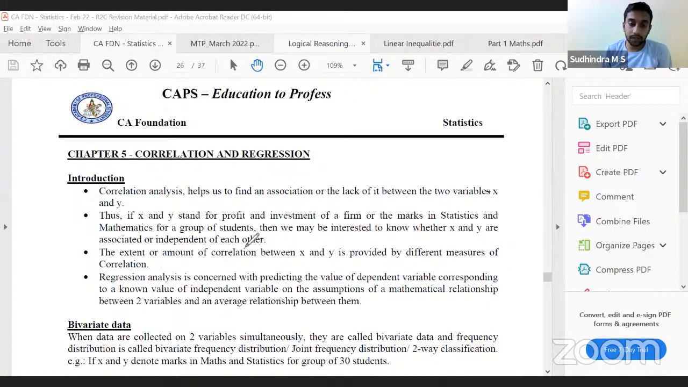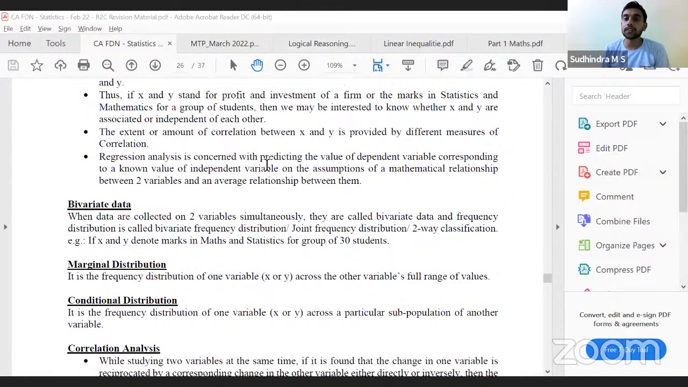Before looking into the concept of correlation, we need to understand a different kind of frequency distribution. Normally, when we are looking into a frequency distribution, we have only one variable and the corresponding frequencies for that variable. Whereas for correlation, we want two variables to understand the relationship between them. Hence, we go with bivariate frequency distribution. That is the frequency distribution of two variables simultaneously.